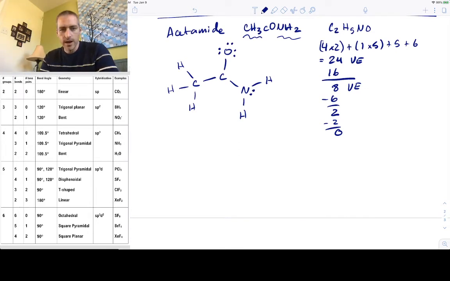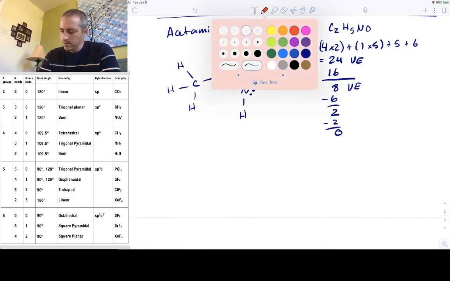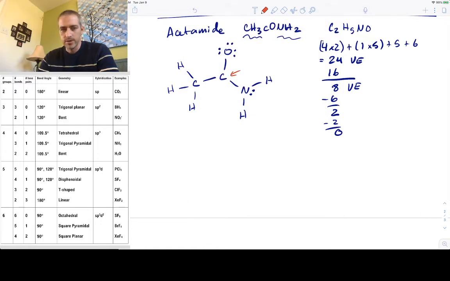All the hydrogens are happy. The oxygen is happy. It has 8. The nitrogen is happy. It has 8. The one that's problematic is the carbon in the center, because it only is making 3 single bonds, which each has 2 electrons, which is 6 valence electrons. So it does not have a full octet. So we need to make a double bond to give it a full octet.